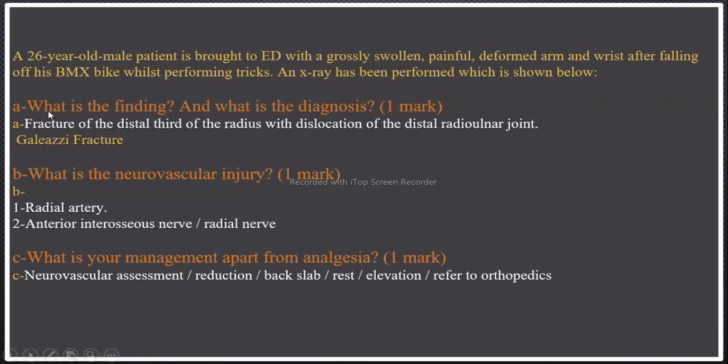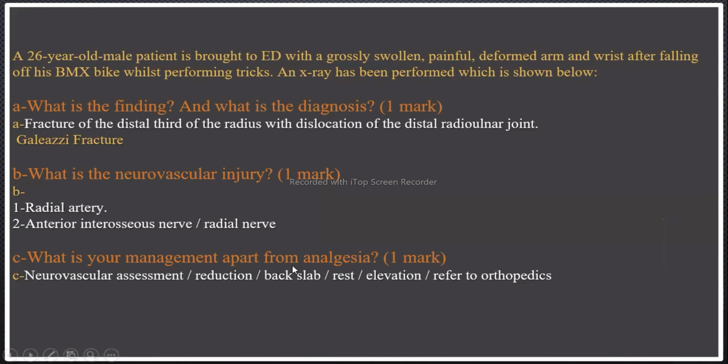Here they can ask you about the diagnosis. They can also ask you about the injury. So neurovascular injury, what does it mean, neurovascular? Nerve and vessel, blood vessel. So radial artery, anterior interosseous nerve, and radial nerve as well.